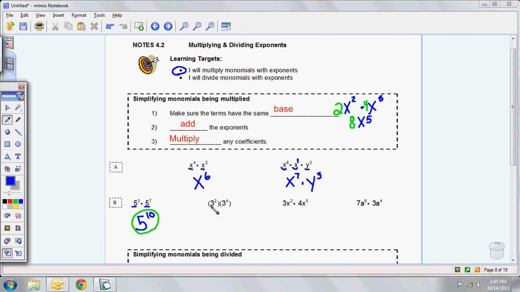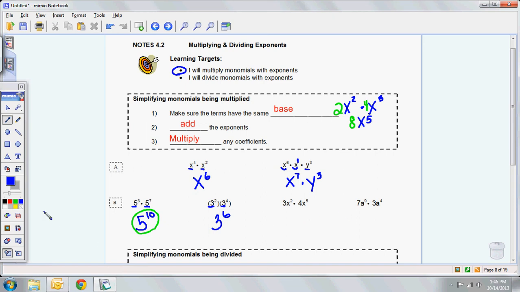Alright, again, my base is a number this time, so I'm just going to keep that base the same. Don't do anything to those numbers. And then to simplify it, I'm going to add those exponents, so I get 3 to the 6th power. So again, you can plug that into your calculator, but I'm not asking for that today. I just want to see that you can simplify.